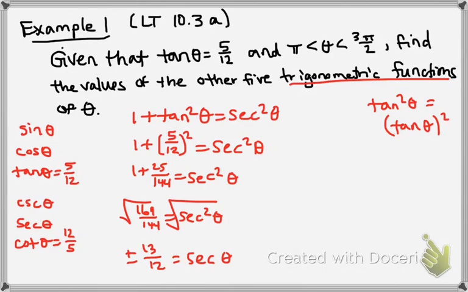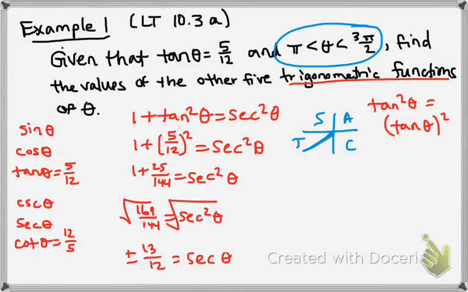Now, because I took the square root, it could be either positive or negative. To determine which, I look at the fact that they told us theta was between pi and 3 pi over 2, meaning that we're in the third quadrant. So to determine whether secant is positive or negative, I use the all students take calc.